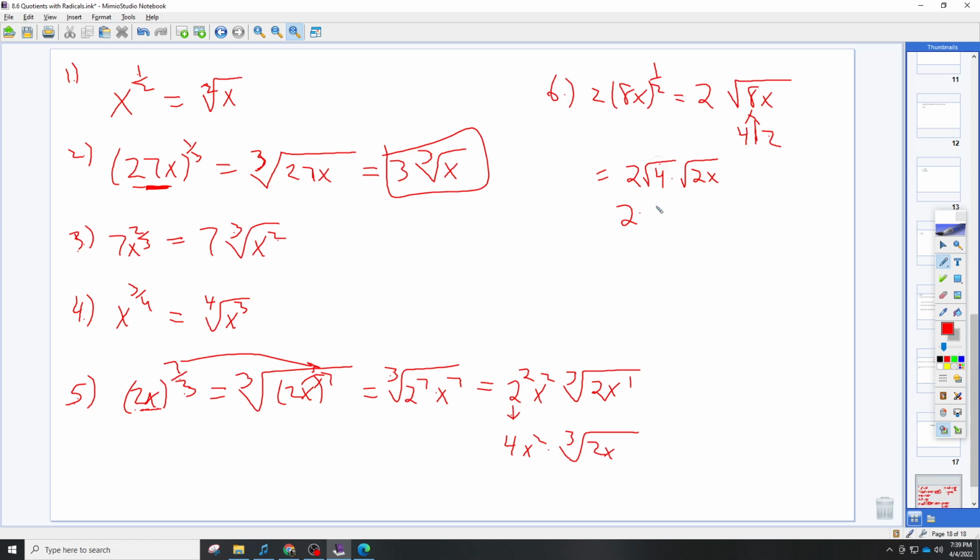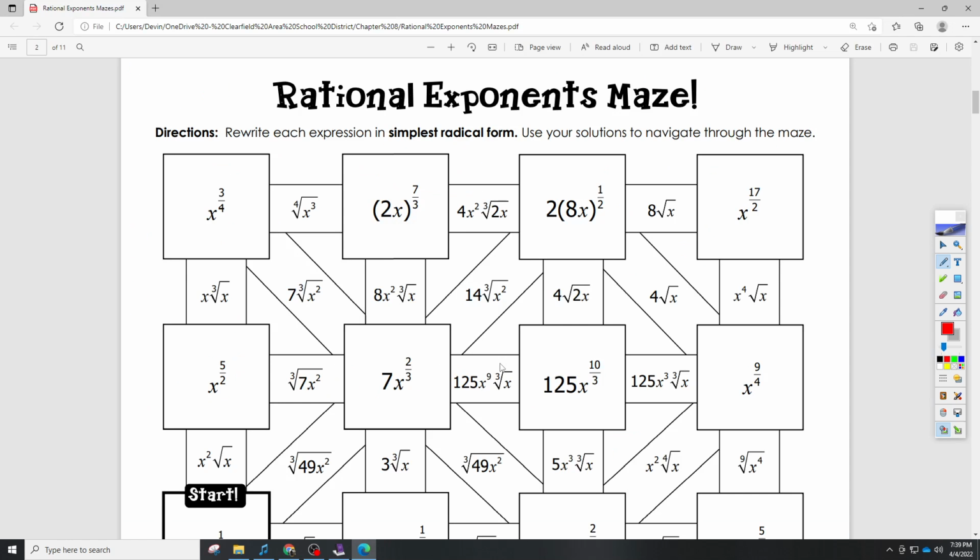Here we have 2 times the square root of 4, which is also 2, times the square root of 2x. These two come together, you get 4 times the square root of 2x. I think that's all we can do. And that's this way down here. Now we're down to 125x to the 10 over third power.